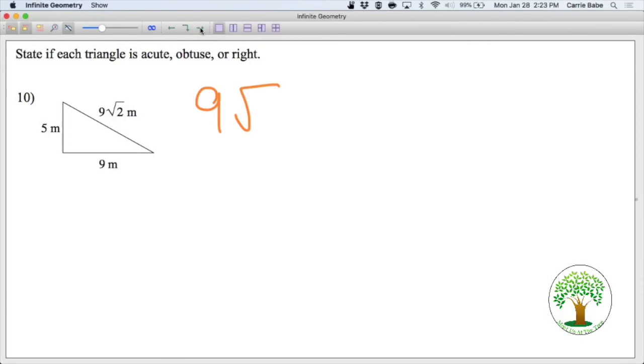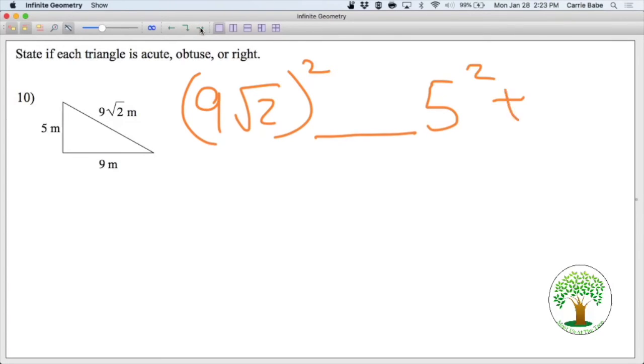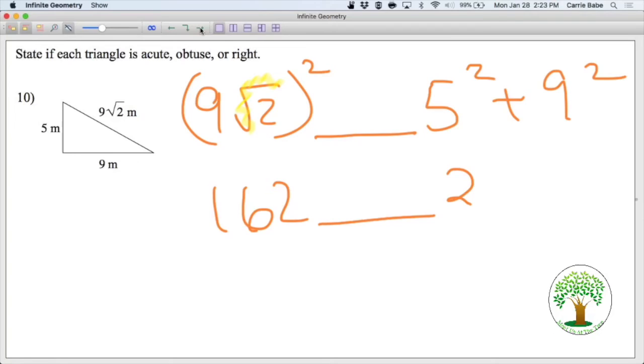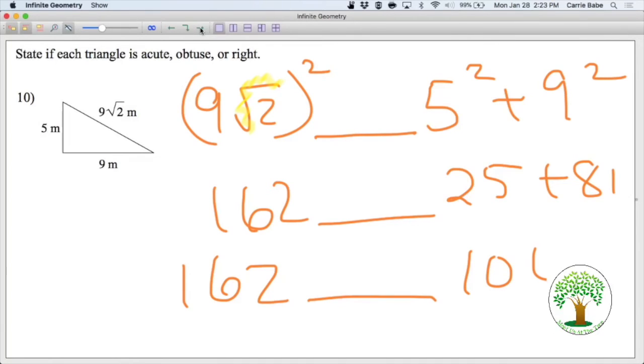All right, here we go. I'm going to write 9 square root 2. I'm going to square the whole thing. Leave a blank because I don't know if it's greater than or less than. I'm going to take my 5 squared and add 9 squared. All right. My squared and my square root are going to cancel each other out, and it's going to multiply. That 9 squared will become 81, times 2 is 162. I don't know if that's greater than or less than, but it's going to be 25 plus 81. When I add 25 and 81, I'm going to get 106. And it's going to be greater than, so that makes it obtuse.